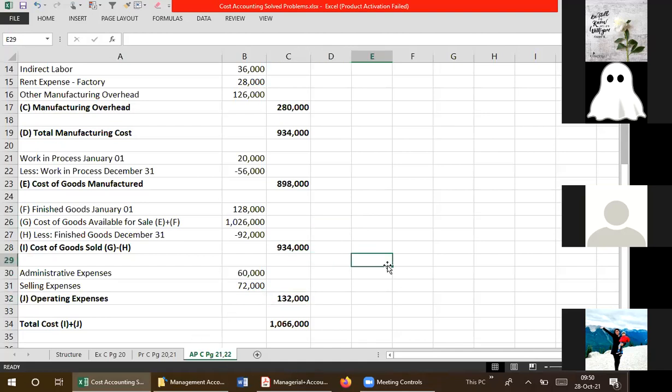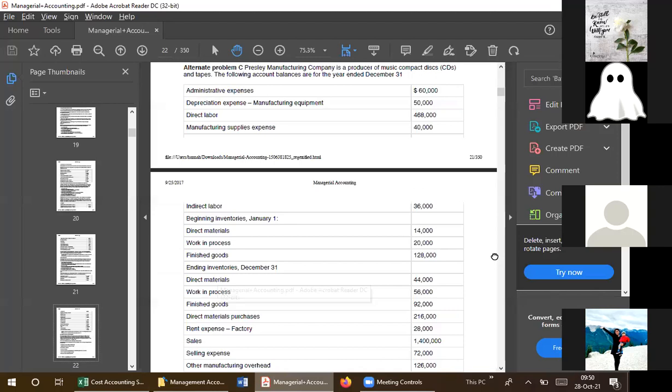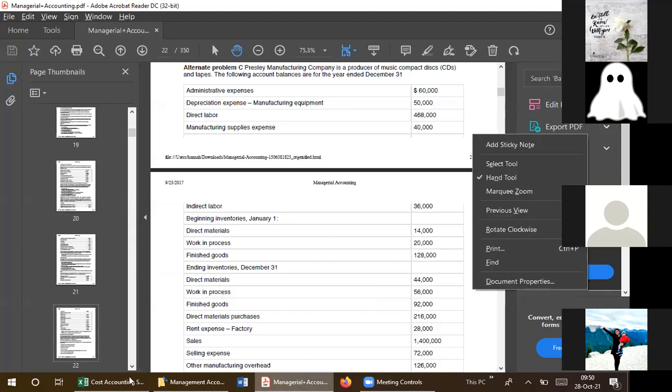Okay, so that is done. Let's take our break. We'll come back from break and make the income statement for this problem and then move to other problems. Let's come back at 10:15.